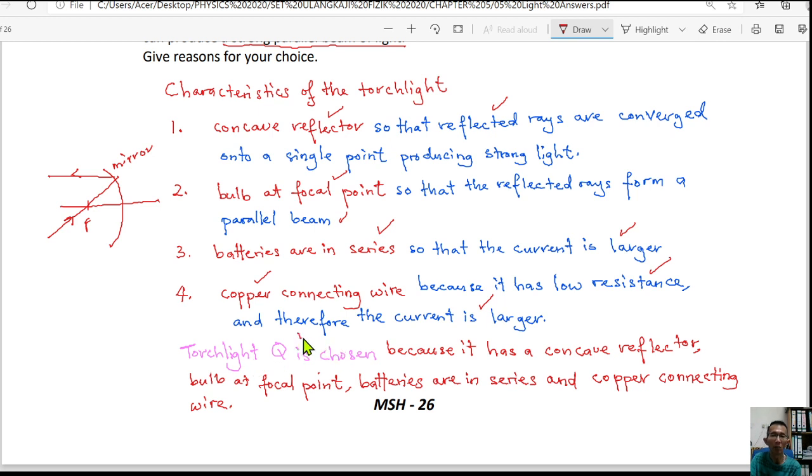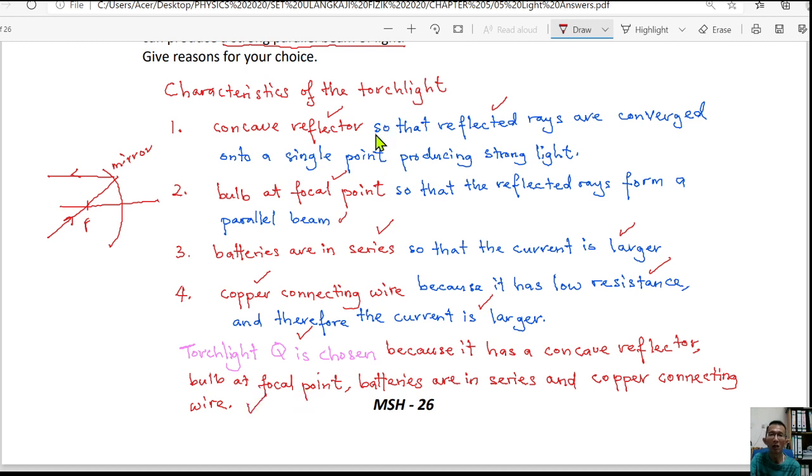That is 1 point here. And then give the reason why you choose Q. Simple, you just repeat what you have said before. Because it has concave reflector. The bulb is at the focal point. The batteries are in series. The connecting wires are made of copper. So I'm just repeating what has been written before that, right? So here is 1 point.